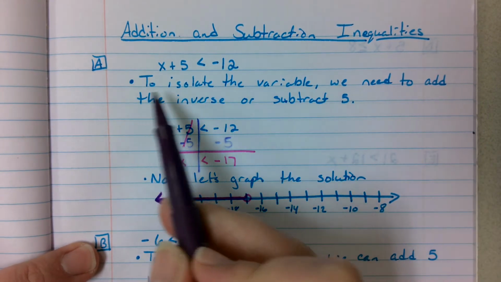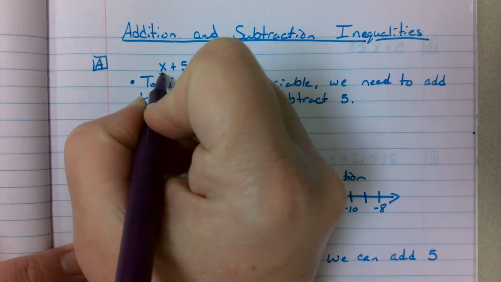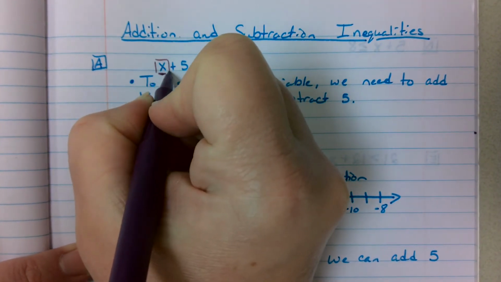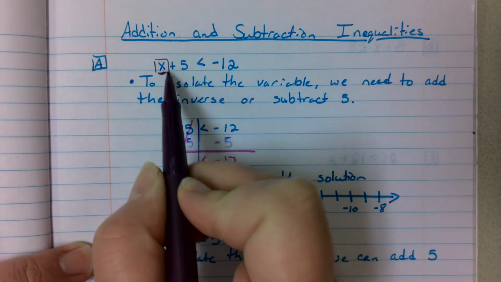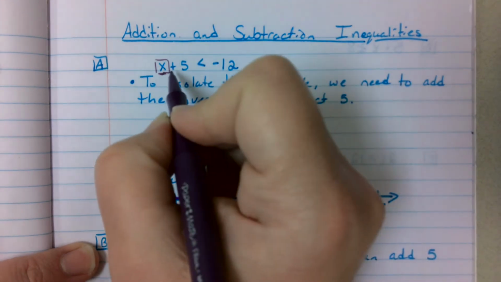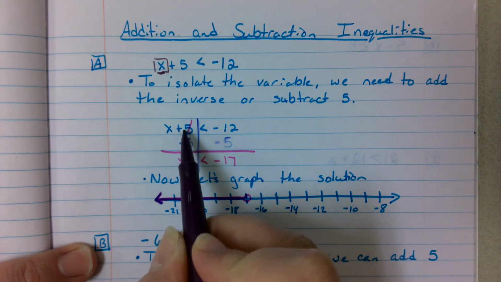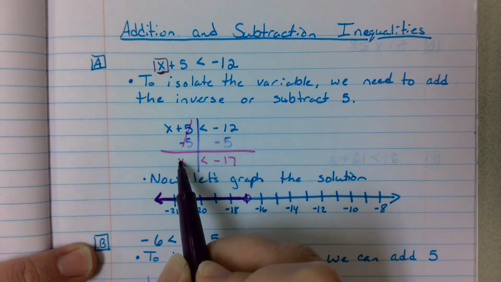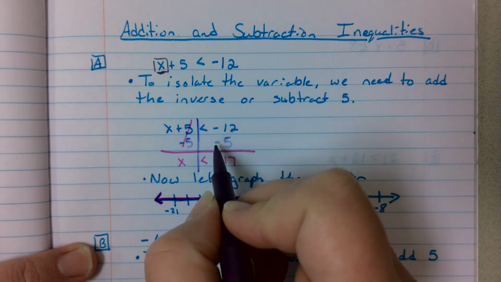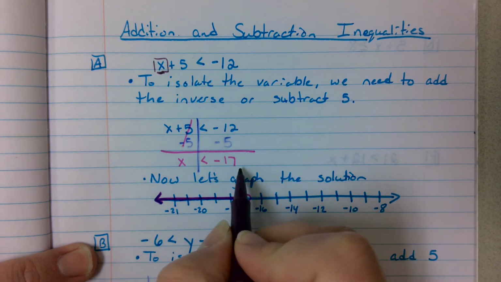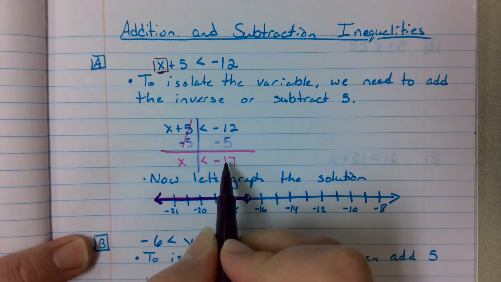So to isolate our variable, we're going to take our inverse. And so we're looking to get our x here all by itself. Now looking at that, I have a plus 5. To get this to equal 0, we take the inverse, which is subtracting 5. So looking right here, I had 5, I'm going to subtract 5. 5 minus 5 is 0, so then I bring down my x. What I do to the one side, I must do to the other. Negative 12 minus 5, that's negative 17. So my solution for this is x is less than negative 17.